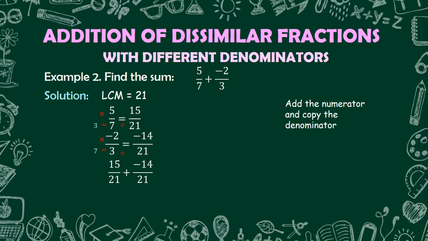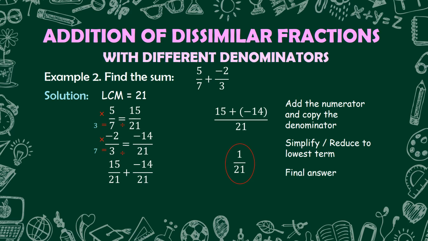Now let's proceed with adding the fractions. So first, add the numerators, 15 plus negative 14, then copy the denominator. 15 plus negative 14, since we have different signs, we will subtract. So 15 minus 14 is equal to 1, and then copy the denominator, we have 21. Now simplify or reduce to lowest terms, but as we can see, 1 over 21 can no longer be reduced, so our final answer will be 1 over 21.